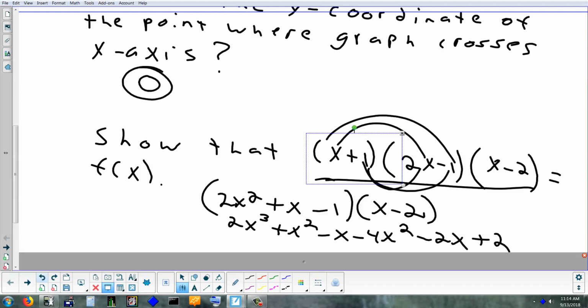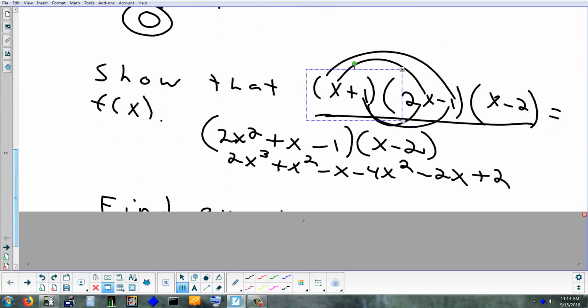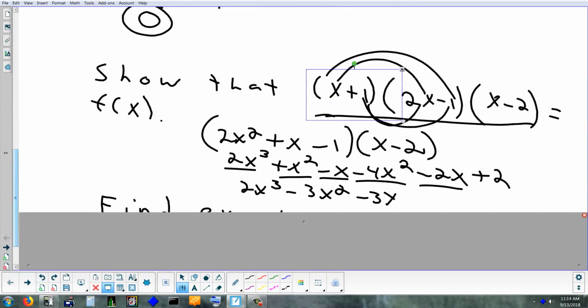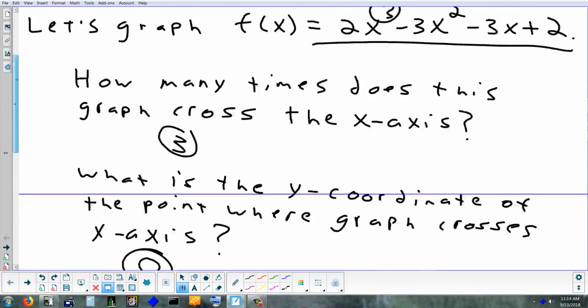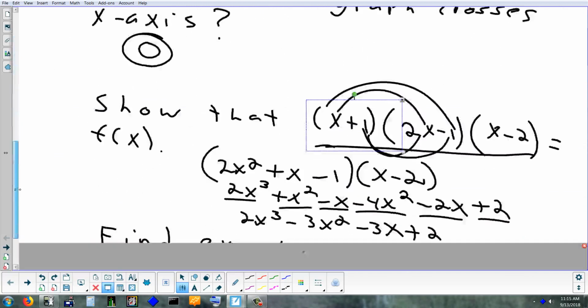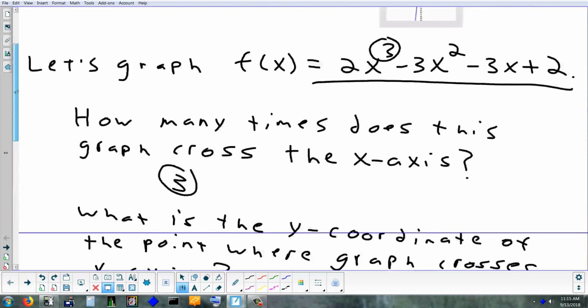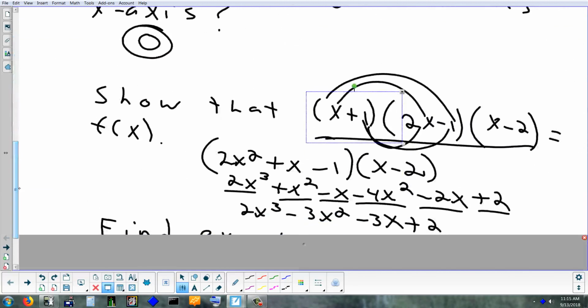Minus 2x plus 2. Okay, so let's combine like terms and see if we get what we just had up above. So we have 2x cubed. X squared minus 4x squared is minus 3x squared. Negative x, negative 2x. And then a plus 2. Let's go back up and see if 2x cubed minus 3x squared minus 3x plus 2 is what we had. Yep, 2x cubed minus 3x squared minus 3x plus 2. So what's in parentheses right there is exactly the same thing.